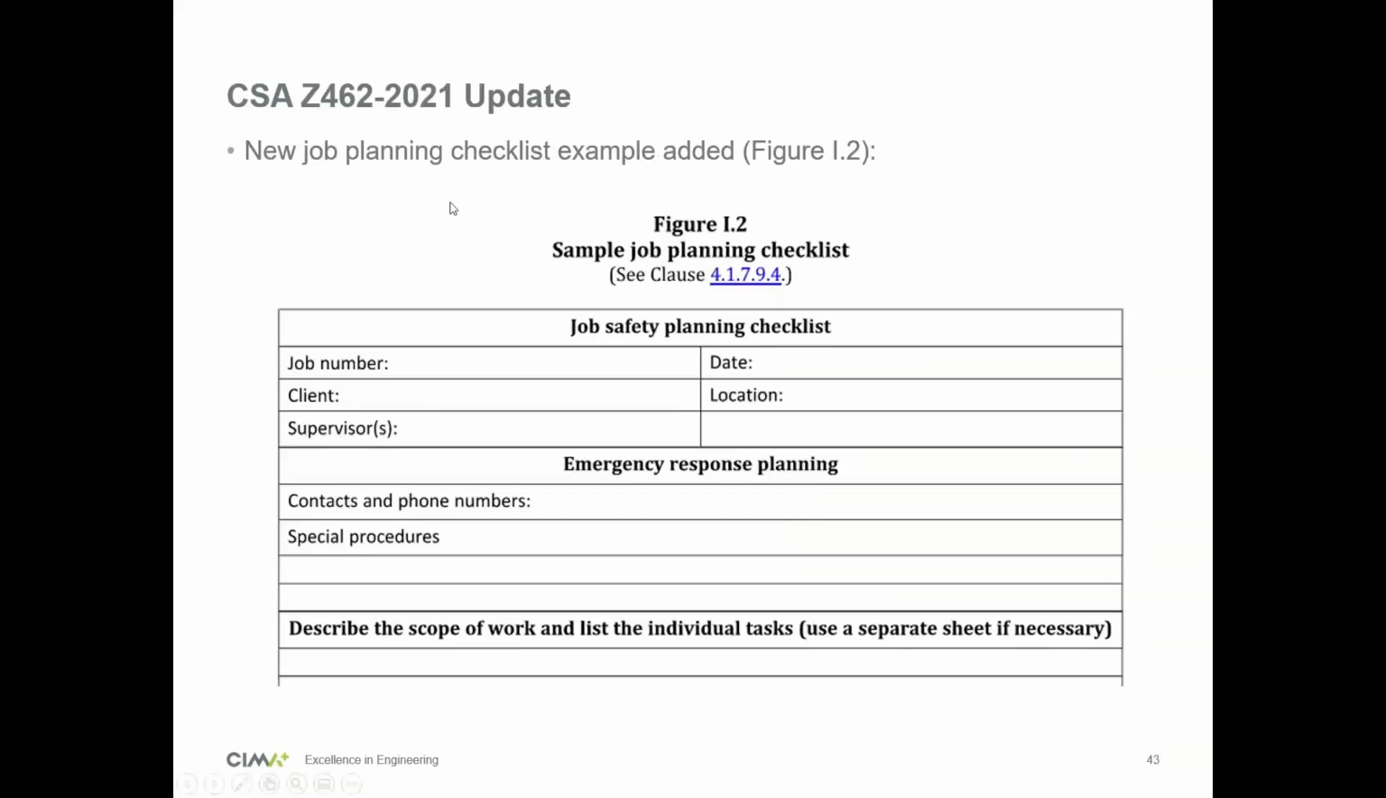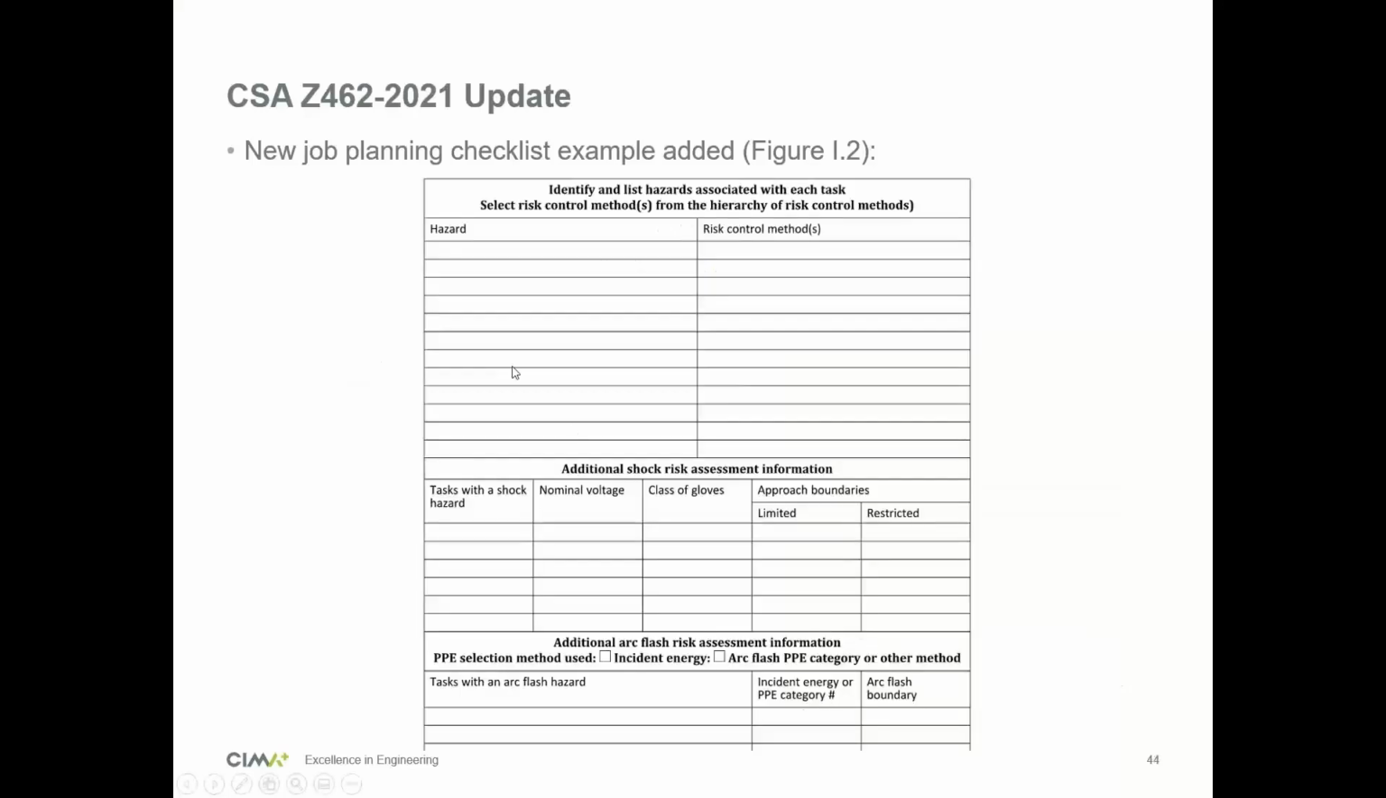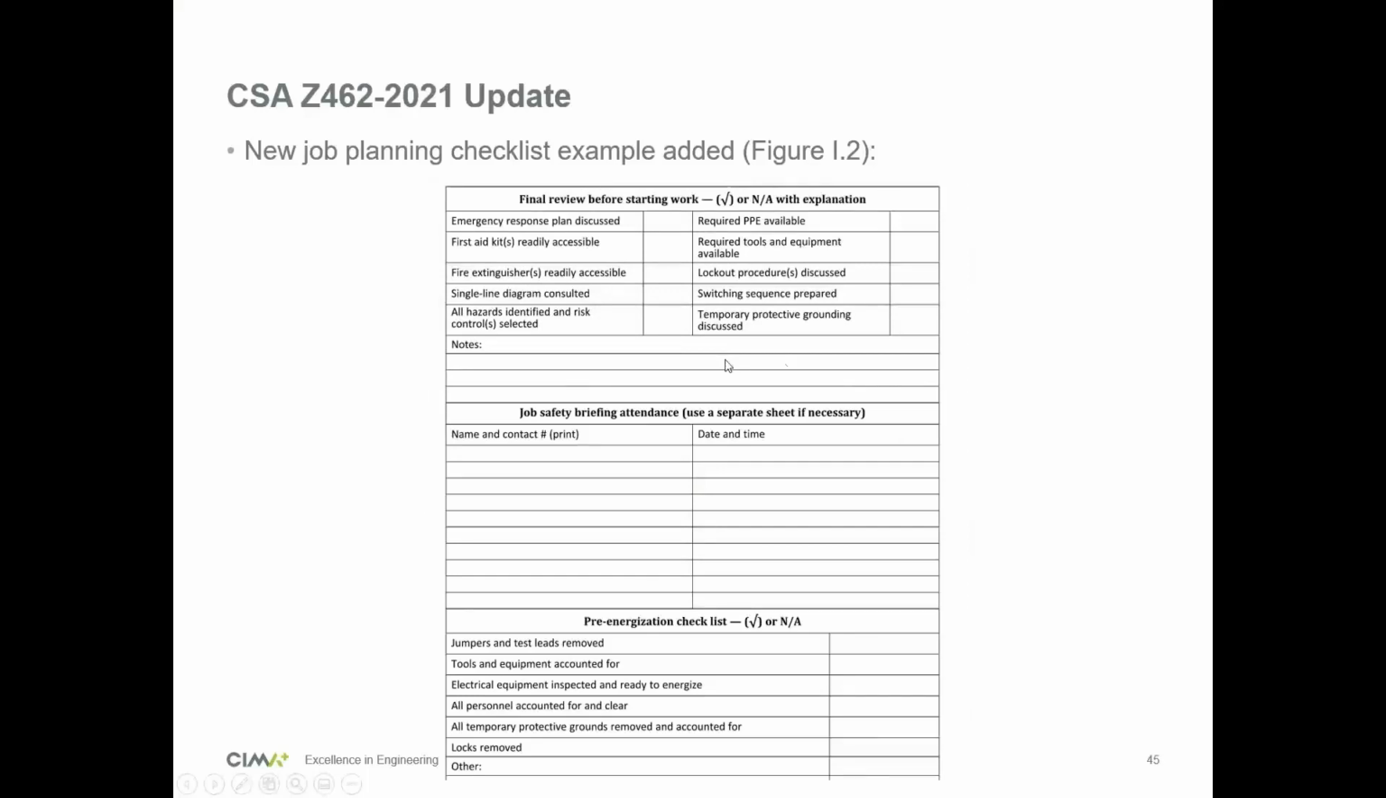Another change is they added a new job planning checklist. Let's say you're working in an installation where live work is supposed to be performed and there's no job planning checklist in place. You can use this as a base to develop your own. It's a good basis for planning checklists. You need to state details, emergency planning, the scope of work, and the tasks. You need to identify the hazards, the risk control methods, the shock assessment information, and the arc flash assessment information. You need to review the presence of some safety measures.